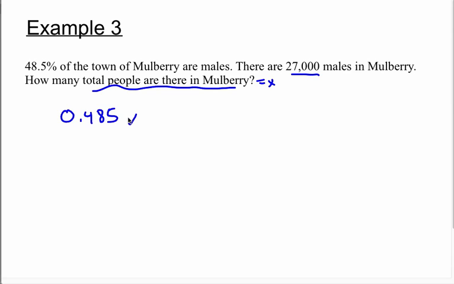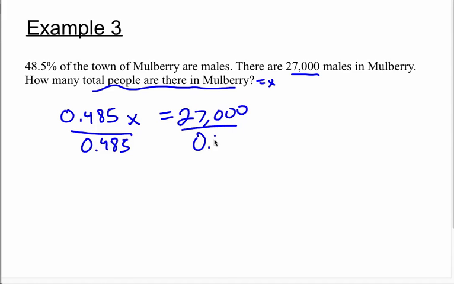0.485 times X should be 27,000, because we need to multiply 48.5% by the total population to get the number of males. So then we can divide. And for this one, it's a bit complicated. I'm going to use my calculator for this.